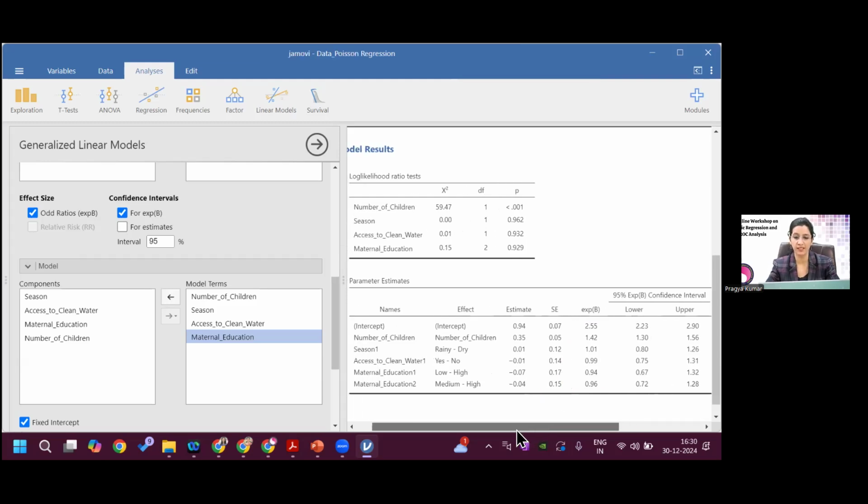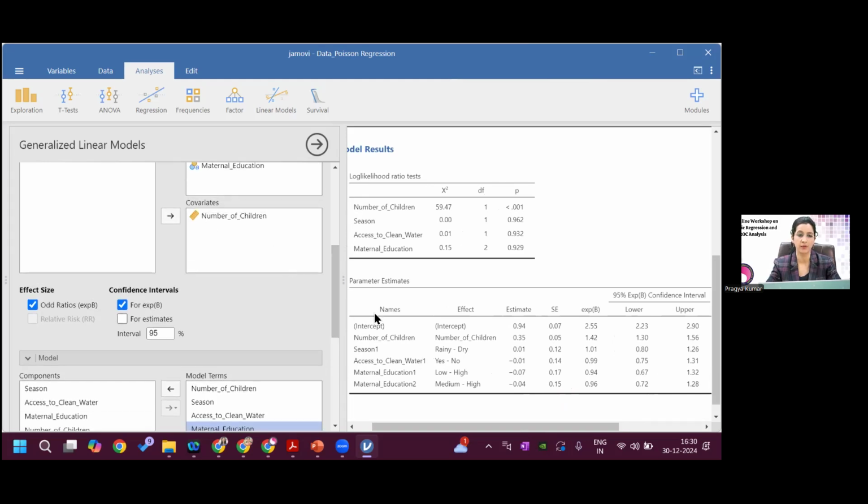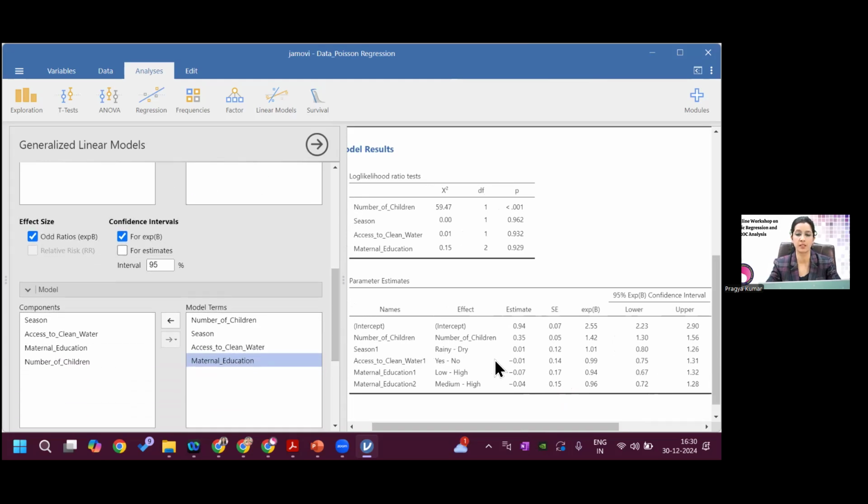So if you see the number of children, the data shows the number of children is a covariate. That means it is a continuous variable. So with every increase of one child in a household, if you see this exponent, this is 1.42. So the diarrheal episodes increased by 42%.